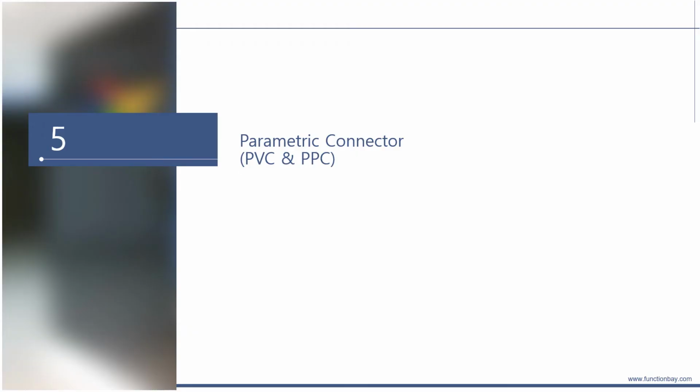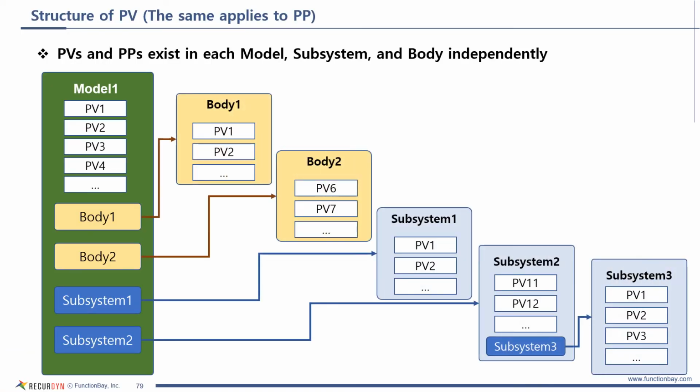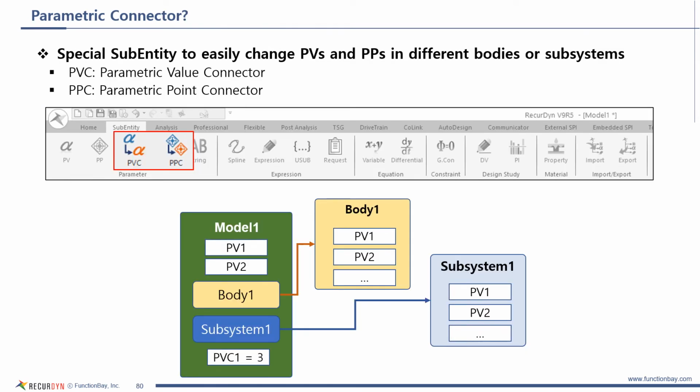So far, I have explained Parametric Value and Parametric Point. Now let me introduce Parametric Connector. Previously, I have explained that PVs and PPs exist in each model, subsystem, or body independently. By the way, in order to edit the value of PV1 in Body 2 and Subsystem 1 of the top-level model, you need to enter the body and subsystem edit mode and edit them one by one, which is quite troublesome. Parametric Connector is a special subentity that removes the time-consuming process.